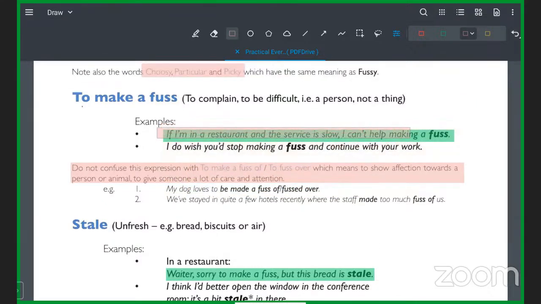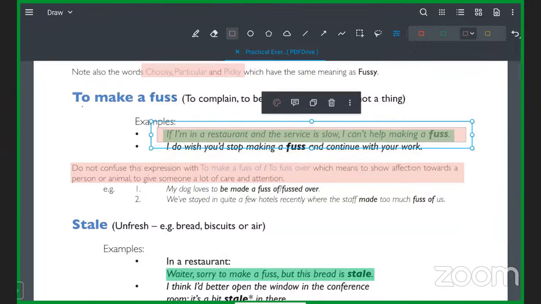And what would be the meaning here? To show you the difference, that is a different phrase: fussed over and to make a fuss. To make a fuss means to complain. Act irritatedly, complain. All of that is the meaning of to make a fuss. To make a fuss about something means to complain about something.